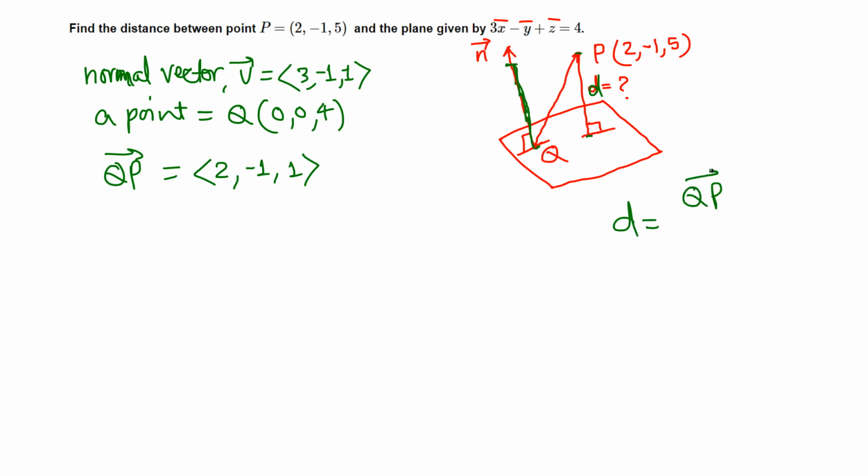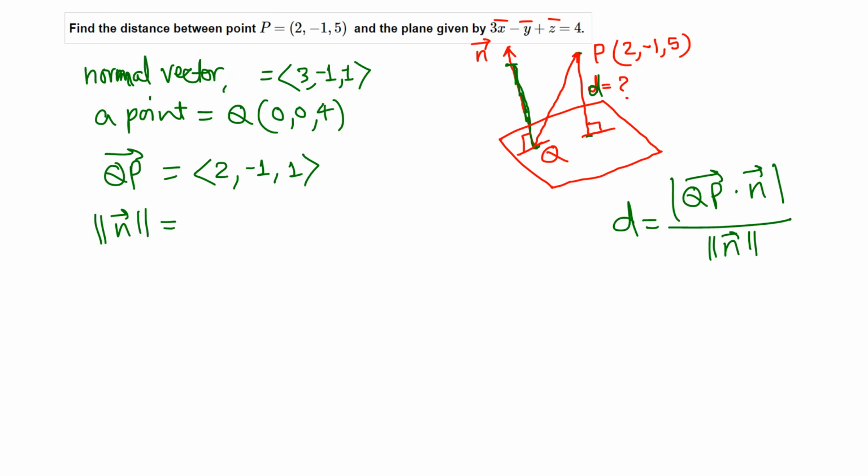qp vector dot normal vector, and we're going to take positive over magnitude of n. So let's find magnitude of n. That's 3, -1, 1. That's the normal vector. I wrote v, but we can write n. Okay, so that is the square root of 3 squared plus -1 squared plus 1 squared, square root of 11.